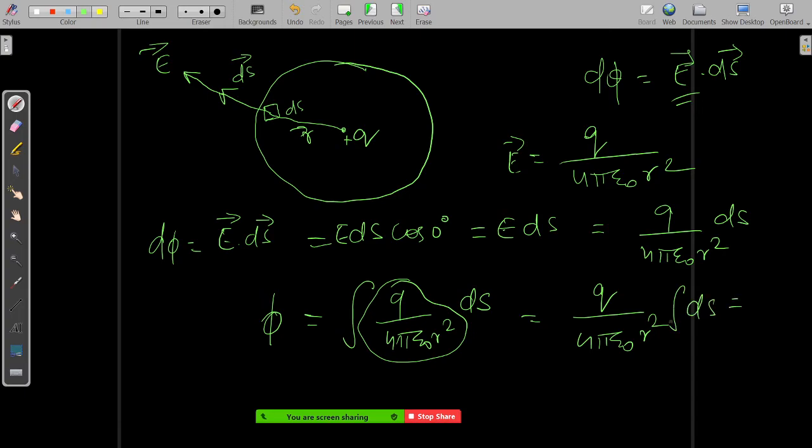If you integrate the small surface area, it becomes the surface area of the spherical shell. So what is the surface area of a spherical shell? 4 pi r square. So what will be your total flux? Q by epsilon naught. Yep, Q by epsilon naught.